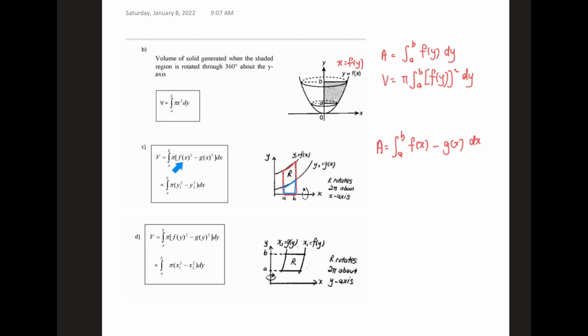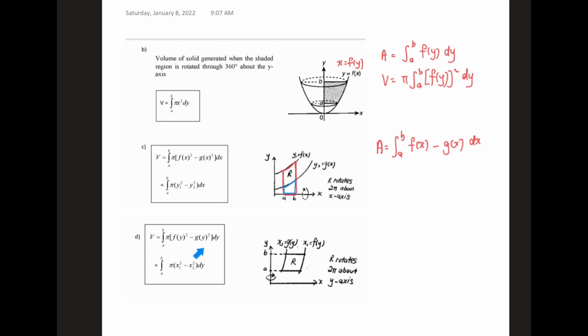Okay, now when it comes to volume, let's see the difference. The f(x) minus g(x) is still there, but you need to square it first. You square the f(x), square the g(x), then you minus them, then you multiply with pi. There is a similarity between area and volume. So volume needs to square and pi. We square individually. We don't square the whole thing. We square this one, we square this one, then you integrate. Then you multiply with pi also.